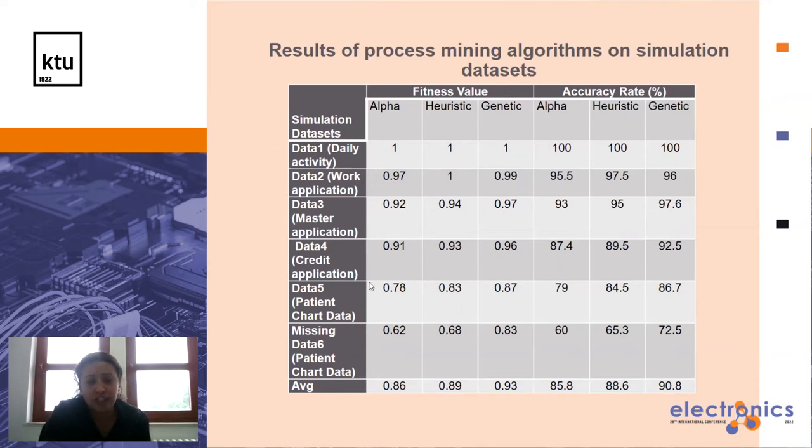Simulation data 0.78, 0.62 difference, and heuristic algorithm, whereas the fitness function heuristic algorithm 0.83, difference 0.68, 0.15 genetic algorithm 0.87, difference 0.4. And in the missing data, the change in the fitness function of the genetic algorithm is less than the alpha and heuristic algorithm.